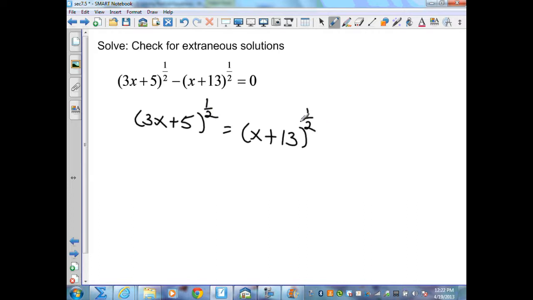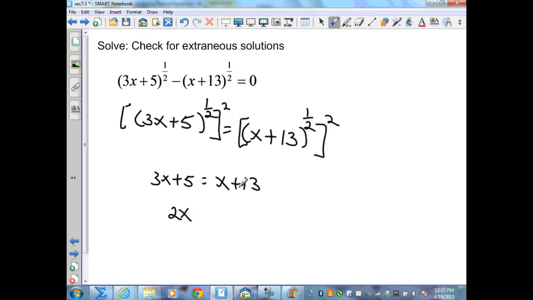To eliminate both of these fractions, I can take each side and raise it to a power of 2. And when I do, that will eliminate the fraction here. And that gives me 3x plus 5 equals, and I can eliminate the fraction here, giving me x plus 13. Now I can just solve this linear equation. Subtract x on both sides, gives me 2x. Subtract 5 on both sides, gives me 8. Divide by 2, x equals 4.